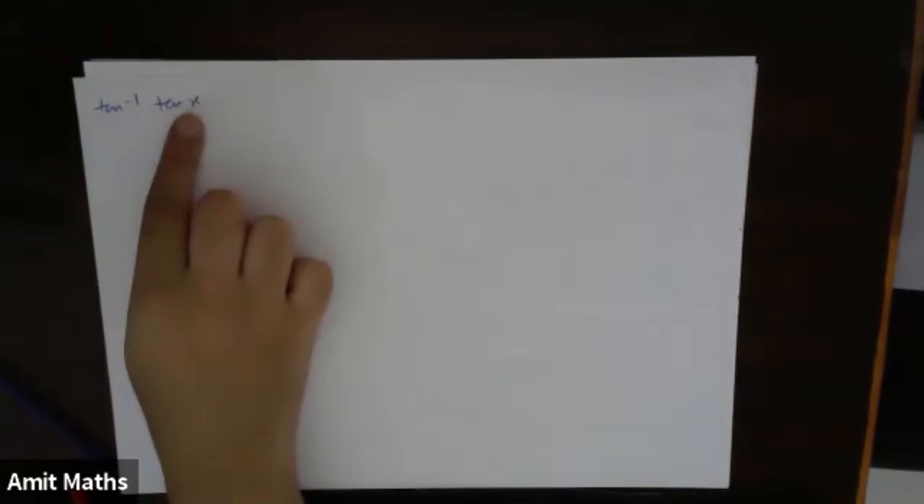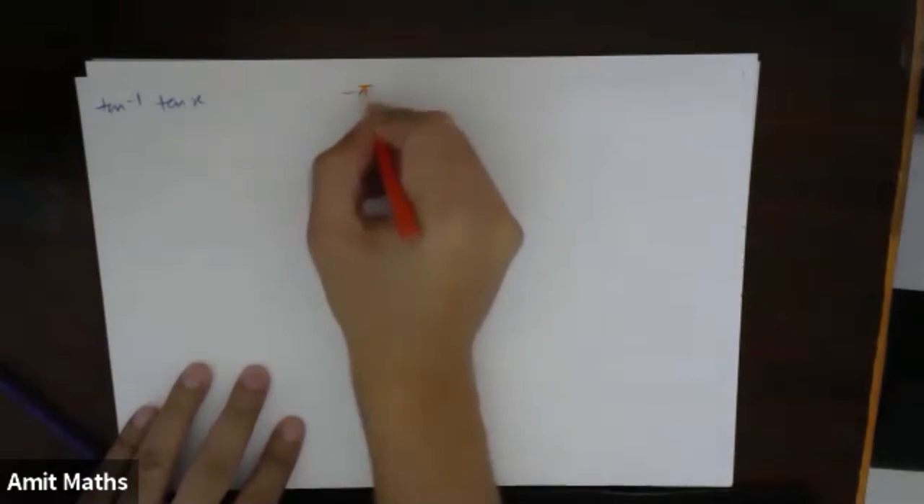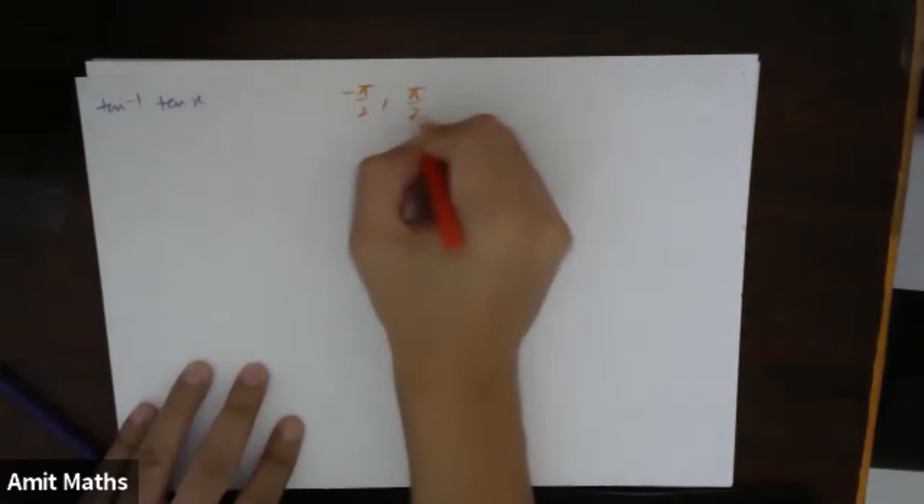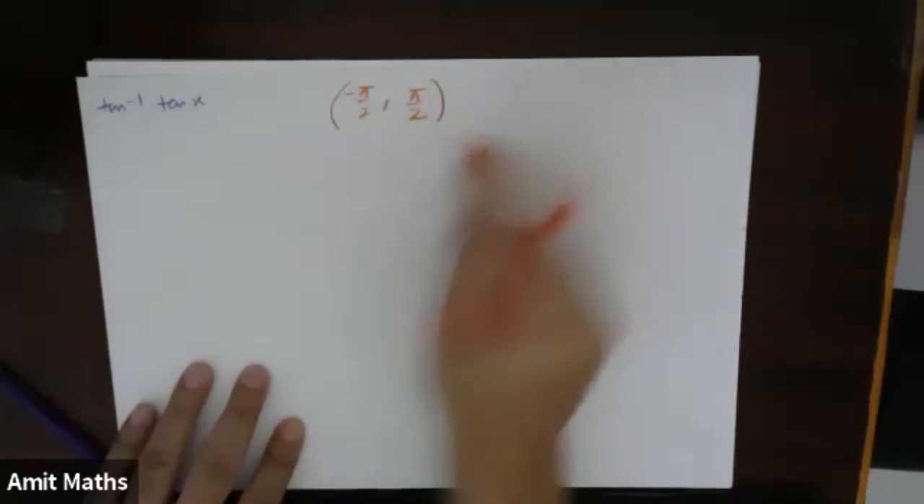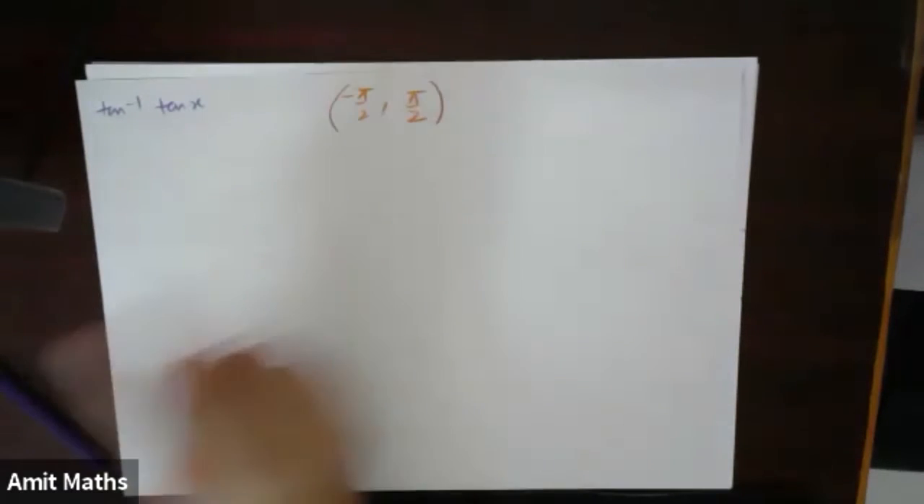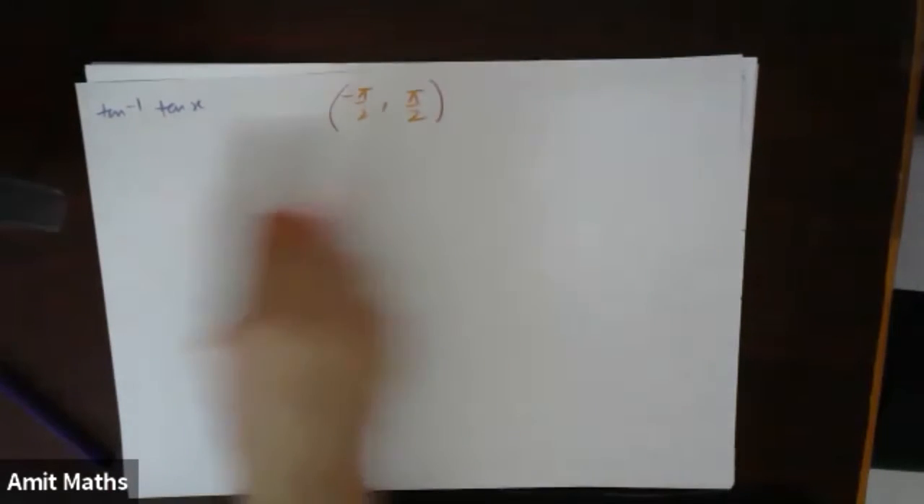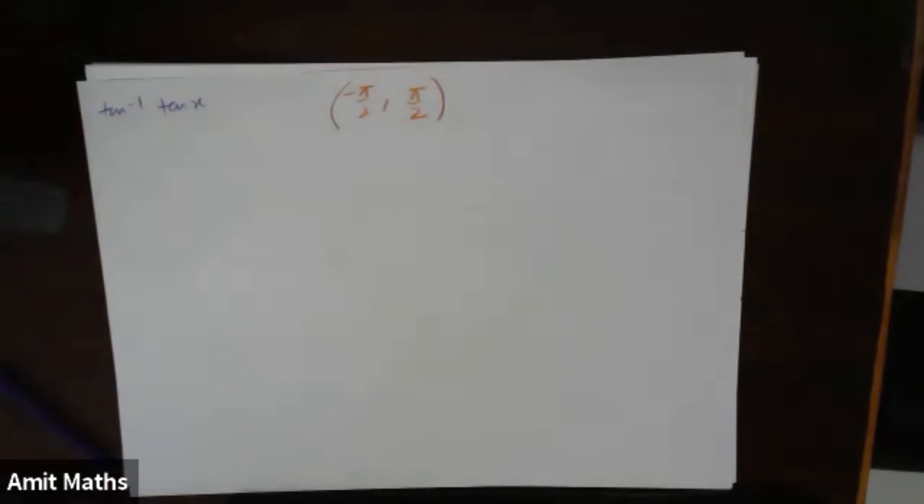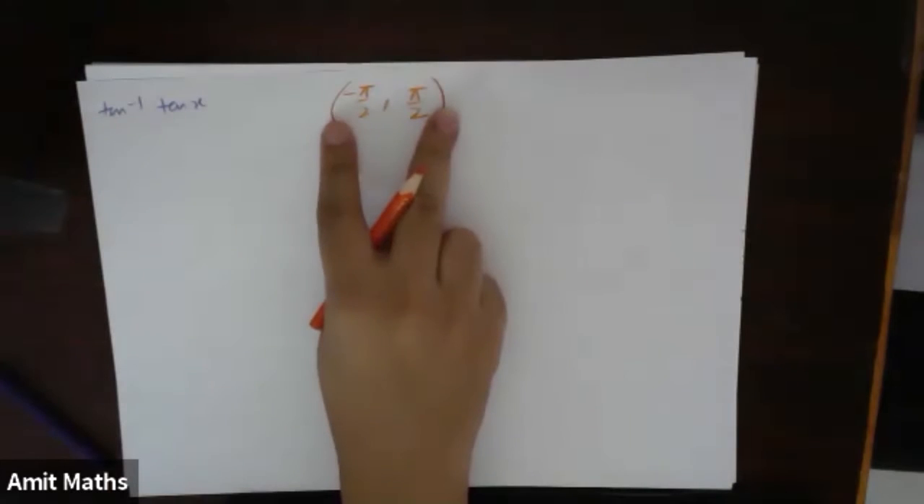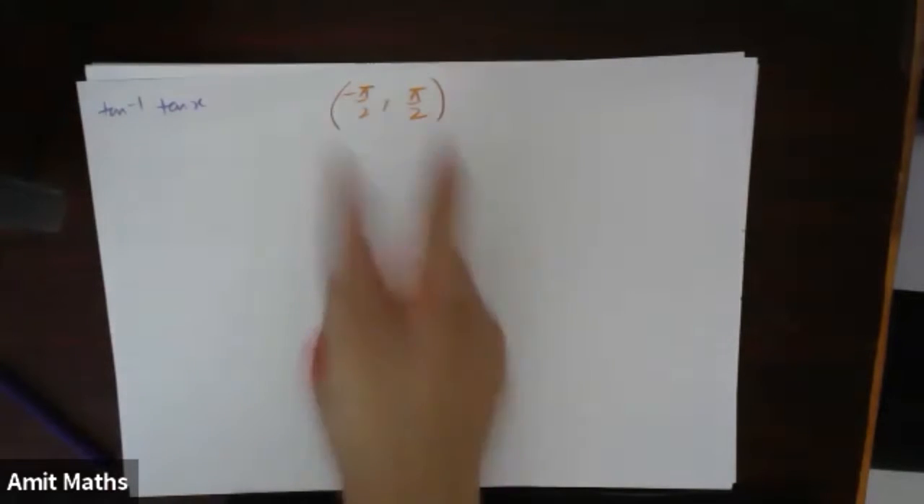The output of this should always be from minus pi by 2 to pi by 2. Included or excluded? Obviously excluded. Why? Because at minus pi by 2 and pi by 2, tan is not defined, right? So the output will be between them, a discontinuous straight line. Just check how it will look. So output will always be from minus pi by 2 to pi by 2, right?